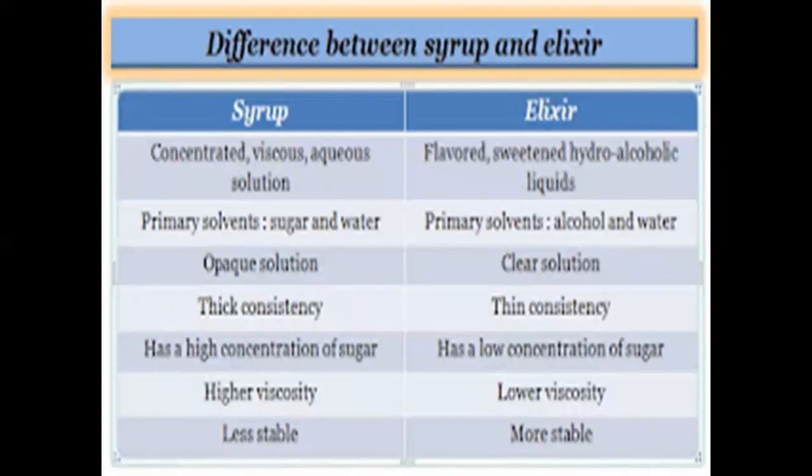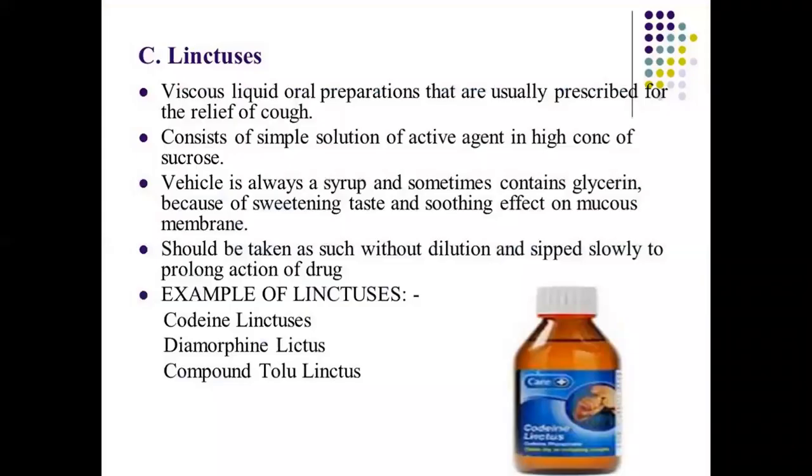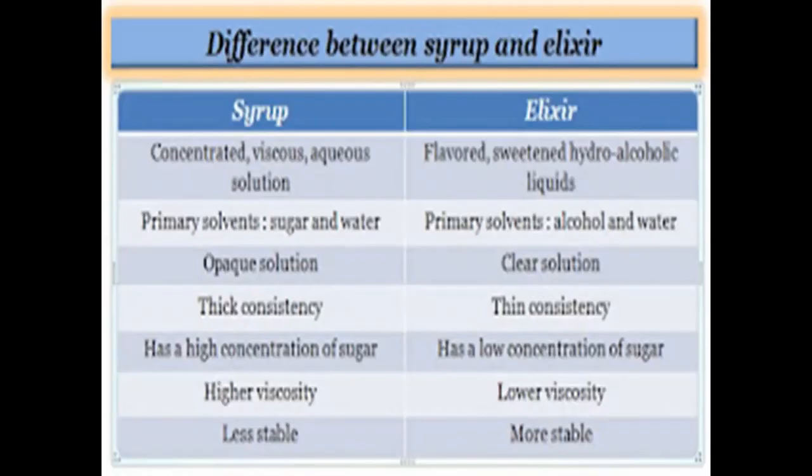Then the next point, higher viscosity. Syrup is more viscous in nature, while in elixir we add syrup as a preservative, so what will its viscosity be, high or low? High. Okay, then syrup is less stable while elixir is more stable. Syrup has high viscosity and is less stable, as compared to elixir which is more stable in nature. So this is about the difference between syrup and elixir.